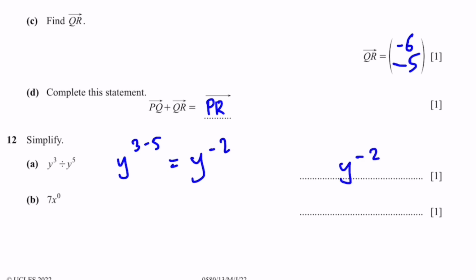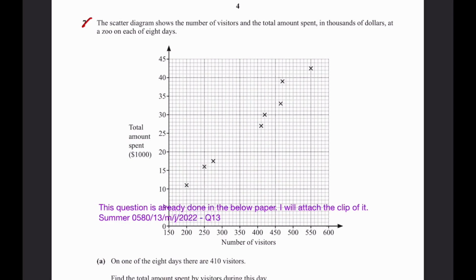B, 7x to the power of 0. X to the power 0 is always 1. Therefore, it's 7 into 1, which is equal to 7. That's the answer. Question 7.